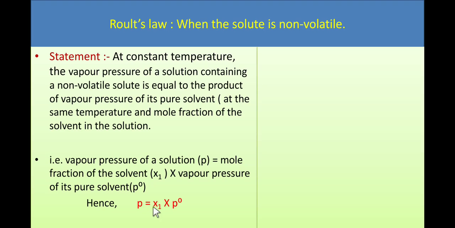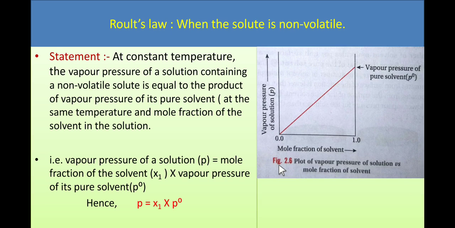Hence, P equals X1 times P naught, where P naught is the vapor pressure of the pure solvent at that temperature. X1 is the mole fraction, that is the number of moles of the solvent molecules present in the solution divided by the total number of moles. P is the vapor pressure of the solution. By this formula, we can calculate the vapor pressure of a solution if we know the mole fraction of the solute or solvent, and the vapor pressure of the pure solvent.